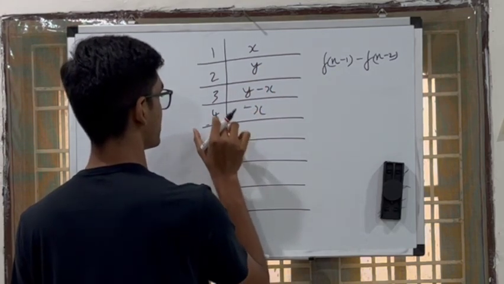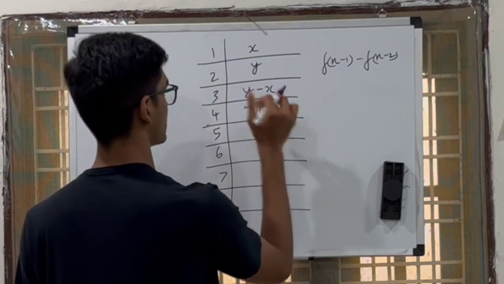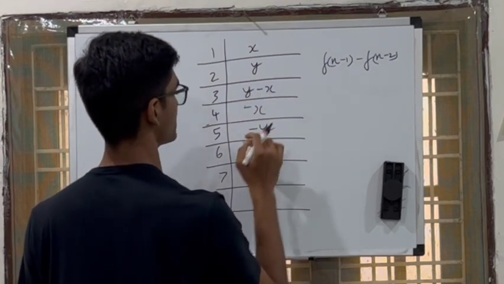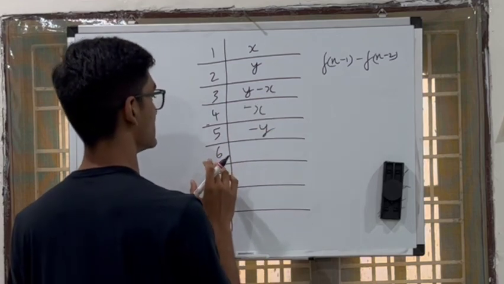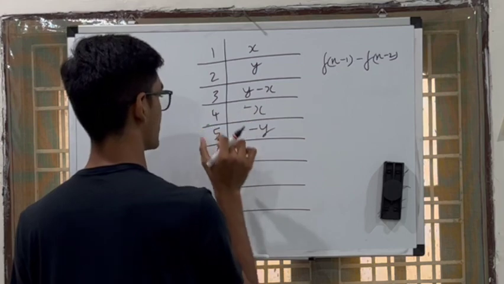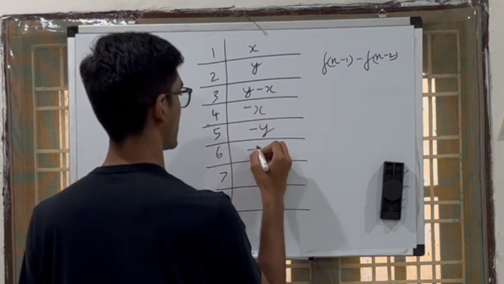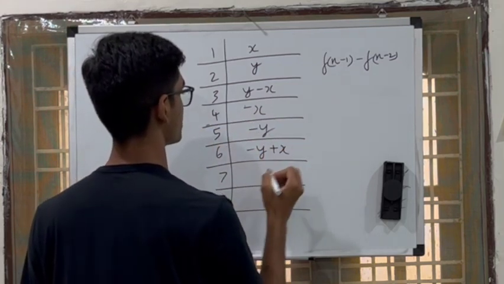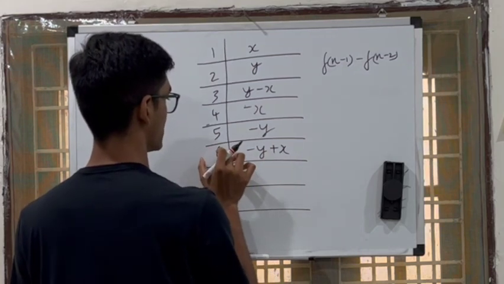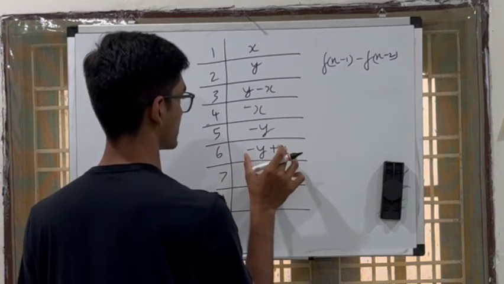And f of 5 is f of 4 minus f of 3, which means what will you get? Minus y. Right, minus y plus x minus x will be cancelled. You will get minus y. And f of 6 is f of 5 minus f of 4. That is minus y plus x. And now f of 7 is f of 6 minus f of 5, which is what will you get?